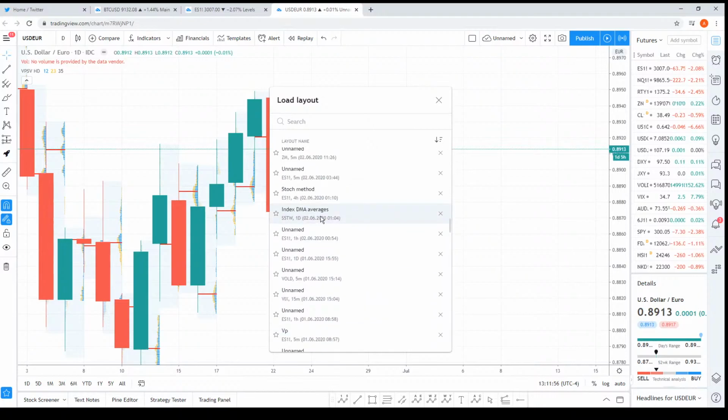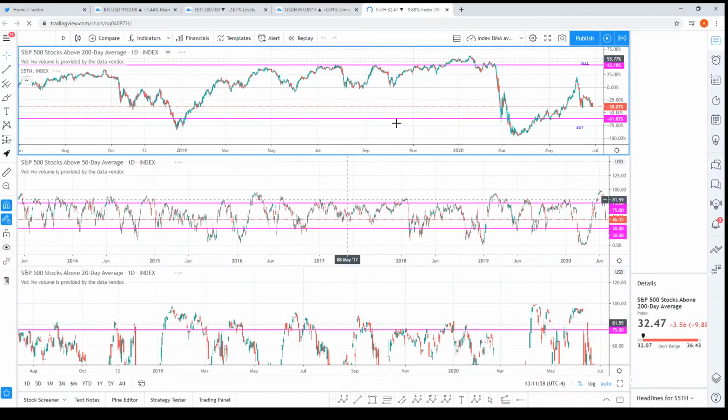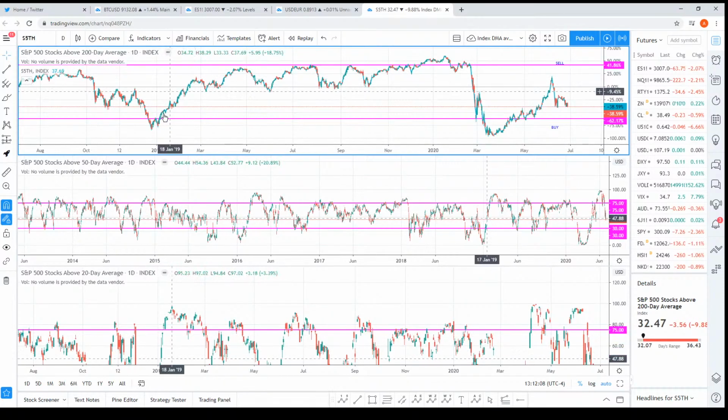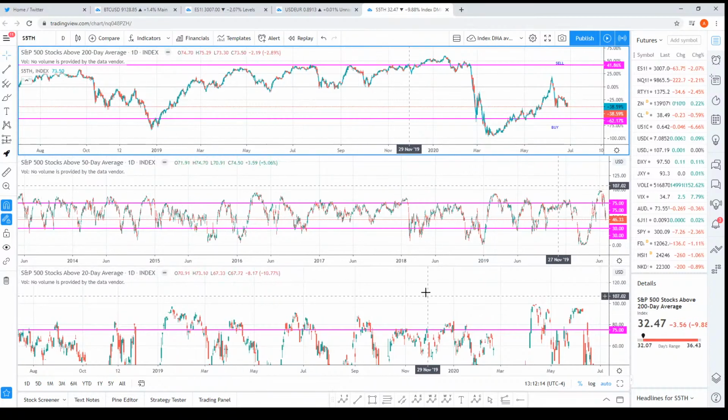Oh, this is a good one too. I'll show you guys this one. So this is every stock above its 200-day average. This is every stock above its 50-day average, and this is every stock above its 20-day average, right?